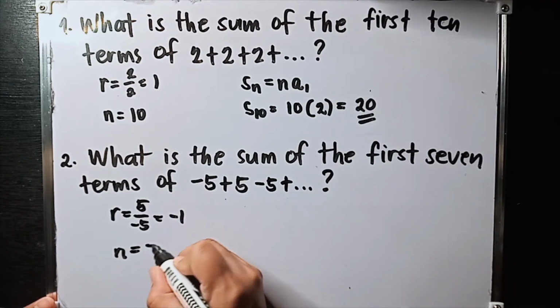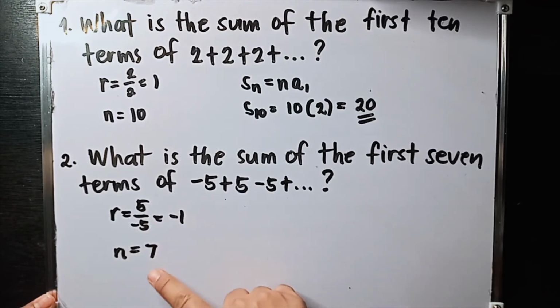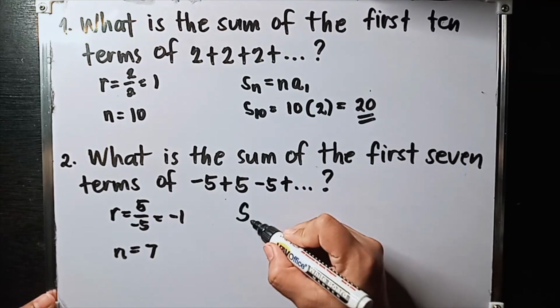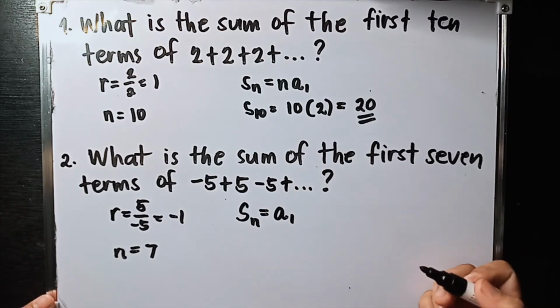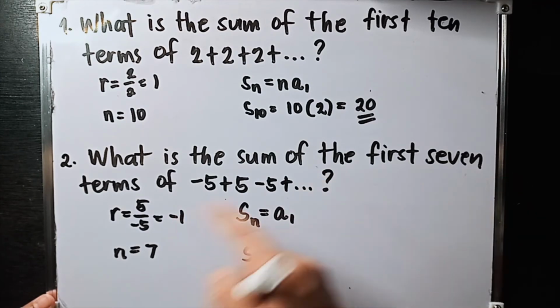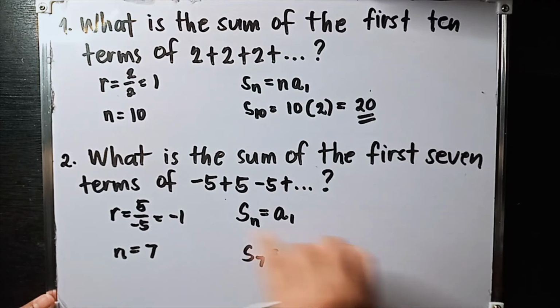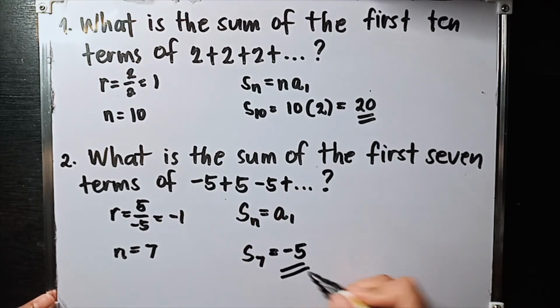So n is 7. So since our r is negative 1 and our n is 7, or an odd number, it means that we are going to use the formula S sub n equals the first term. As simple as that. So it means that the sum of the first 7 terms of this sequence is S sub 7 equals the first term, which is negative 5. That's it.